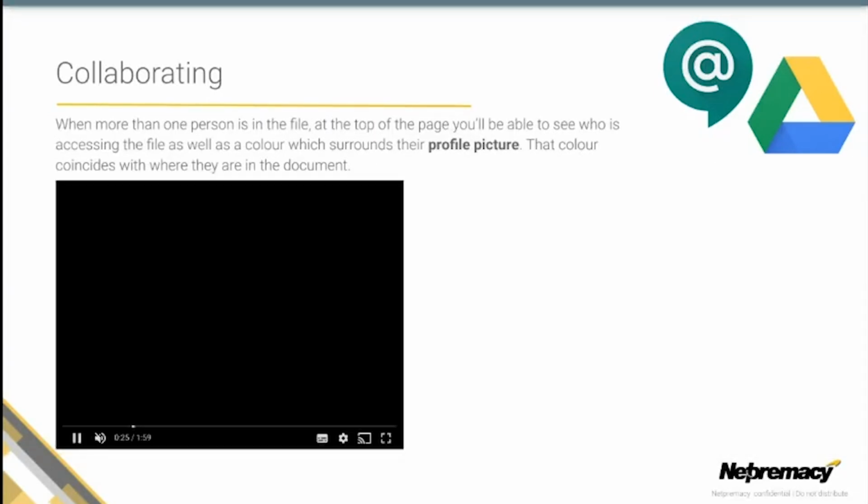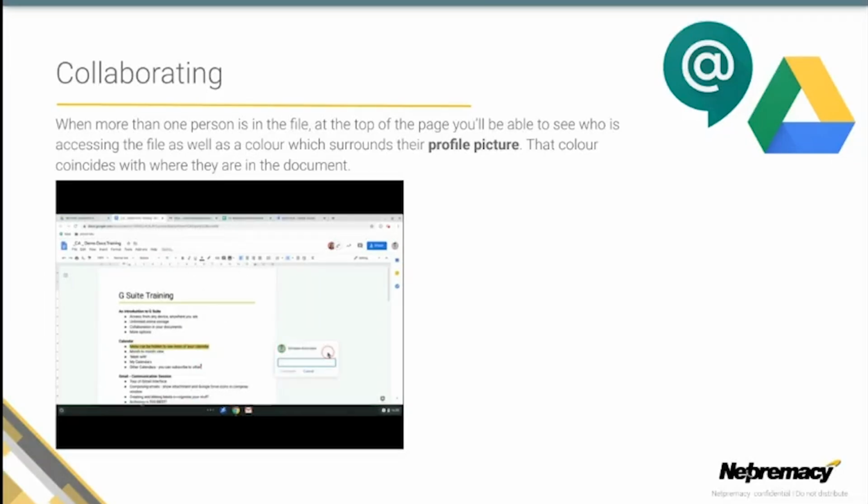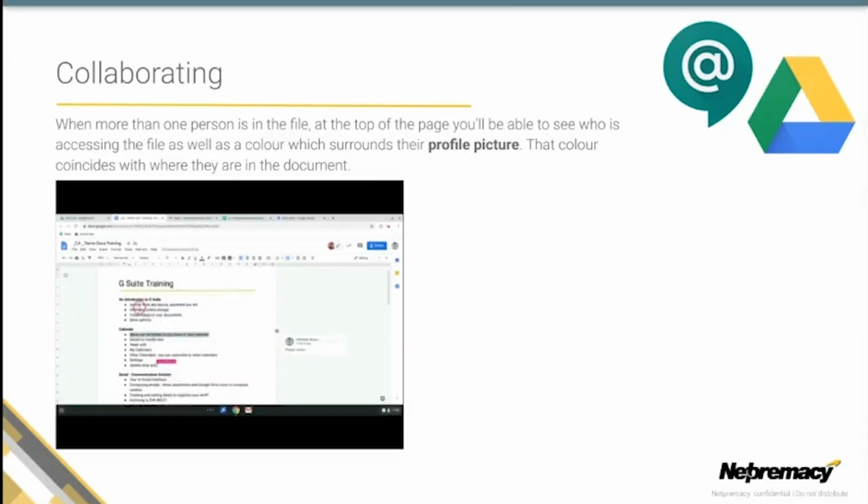Okay. As far as what it looks like when we look at collaboration, when one or more persons are in the file, at the top of the page, you'll be able to see who is accessing that file. You'll also see things like what color surrounds their profile picture. Now, sometimes you might even see an anonymous animal pop up instead of a profile picture, but it will actually coincide with where they are in the document. So you can actually see who is doing the work.